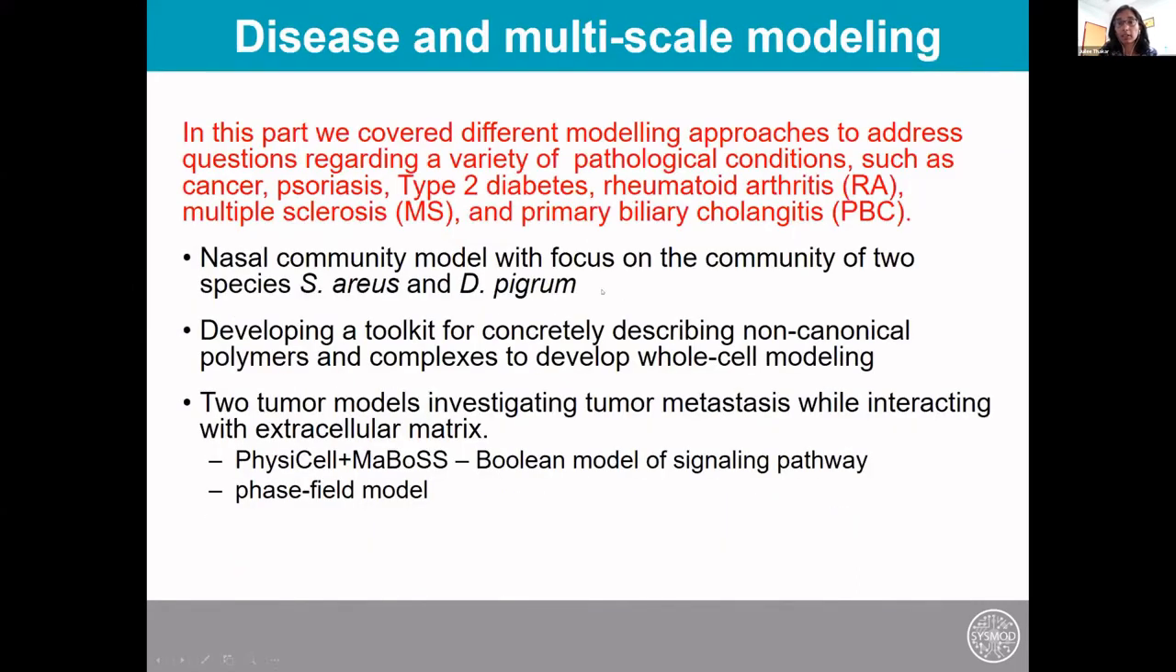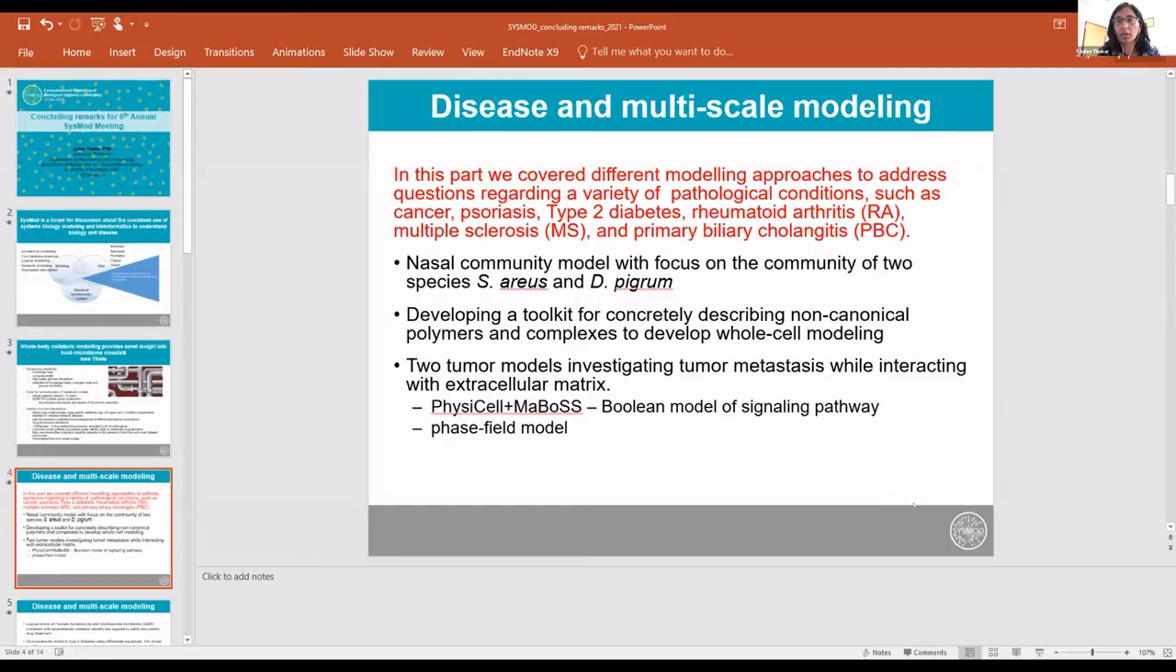The keynote talk was followed by a session on disease and multi-scale modeling. Sorry about that.